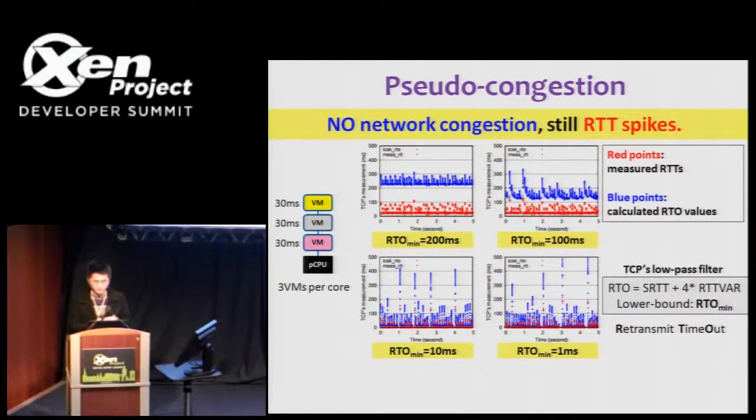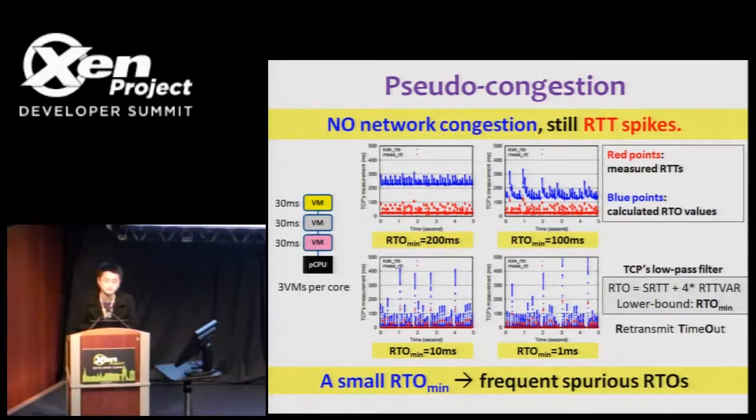The blue points are calculated RTO values, and the red points are measured RTTs. TCP's low-pass filter adopts a lower bound, RTO min, to protect TCP's retransmission timer. We can see that without a large RTO min to protect the retransmission timer, there will be frequent spurious RTOs.